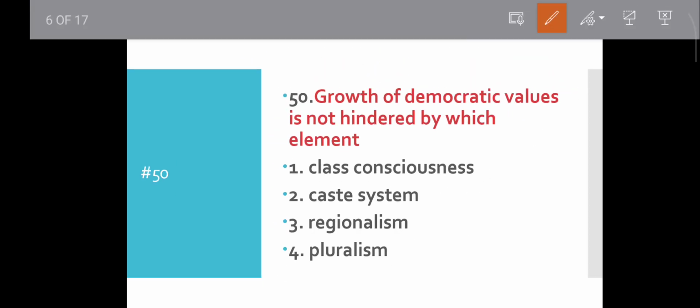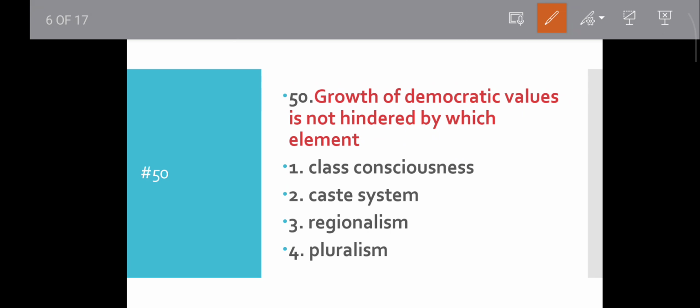Question number 50. Growth of democratic value is not hindered by which element? Class consciousness, caste system, regionalism, pluralism. Which among these will be the correct answer?